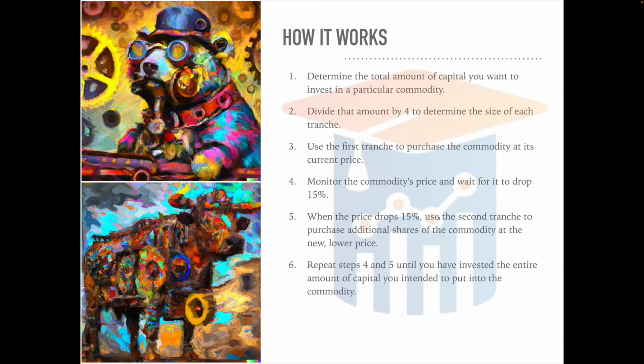Okay, so once the price drops 15%, use the second tranche to purchase additional shares of the commodity at a new lower price. Basically, you just repeat steps 4 and 5. Every time it drops 15%, add another quarter to it. So your first $2,500 at 220, let's say, you add another 2,500 when it drops 15%.